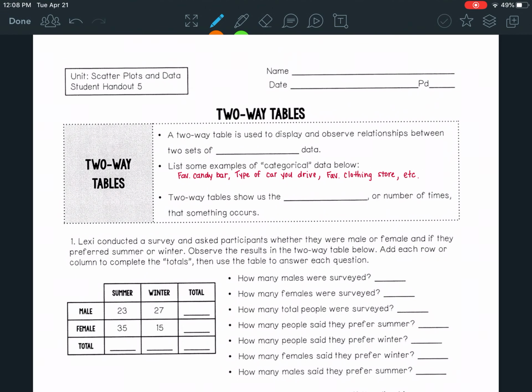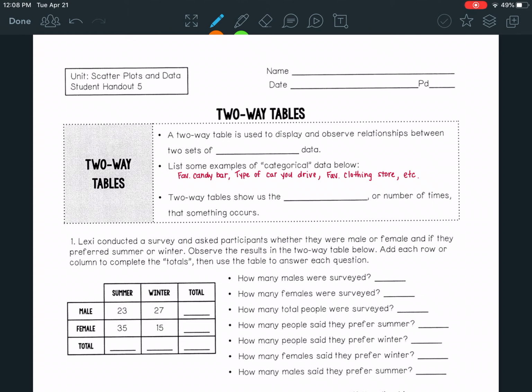All right, hello my fabulous pre-algebra students. Welcome back. We just finished a quiz, so now we're moving on to a new topic. Most of you are doing an awesome job getting your work done. I'm really proud of all of the hard work you guys have put in.